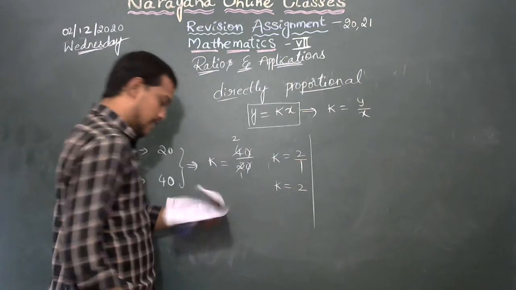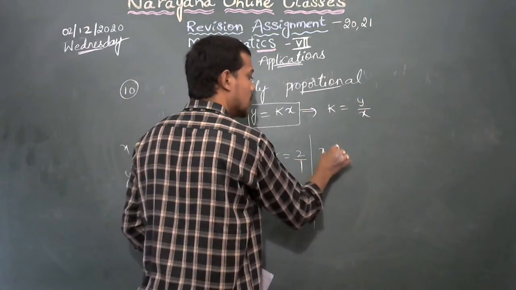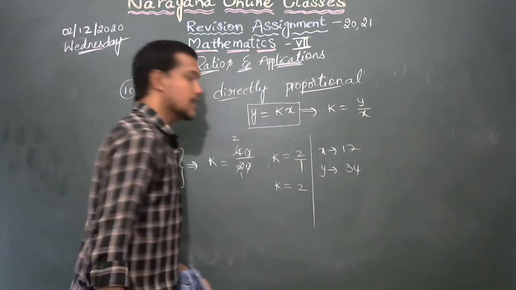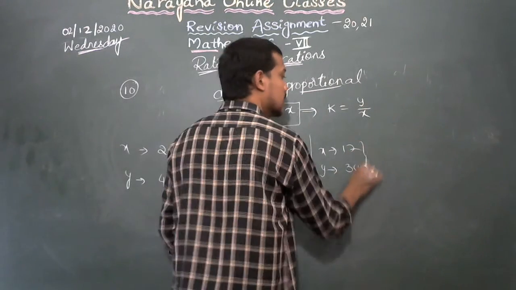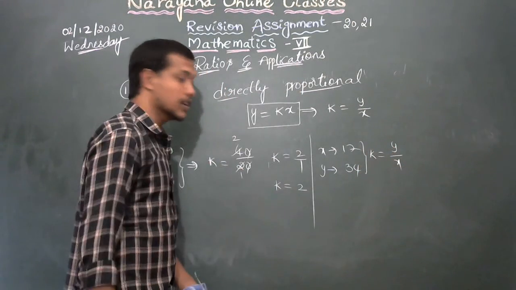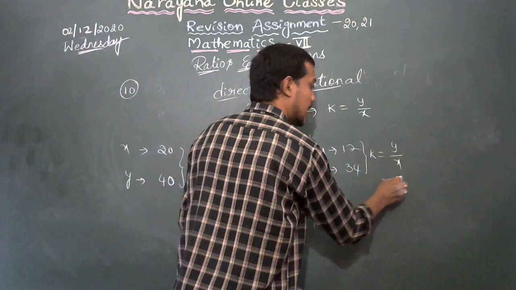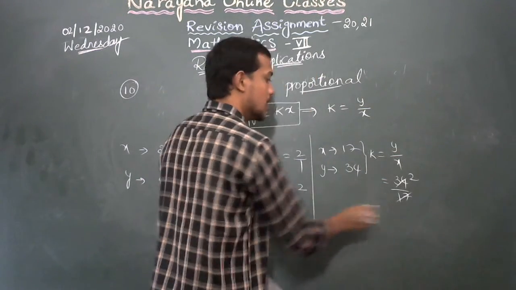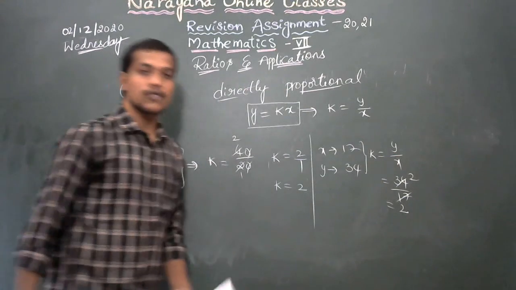Suppose I am taking another example. Suppose x value 17, y value 34. In this sum again we need to take k equal to y by x. What is the value of y? 34 by x value 17. 17 ones are 17, 17 twos are 34. So here also the k value is 2. So this is called directly proportional.